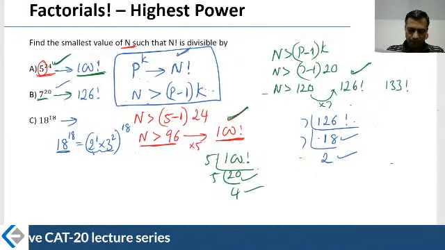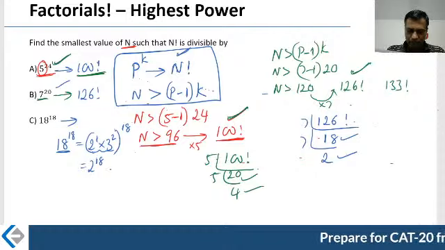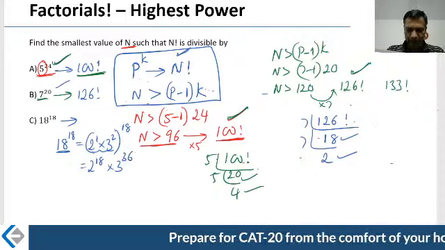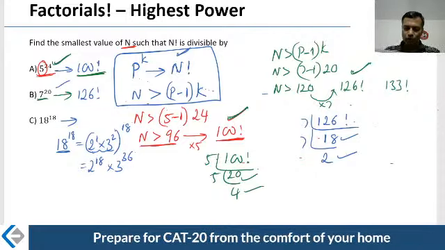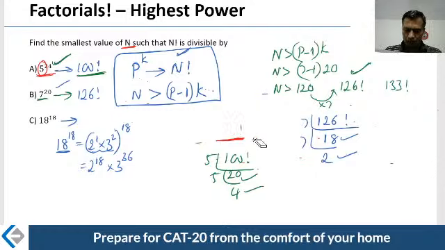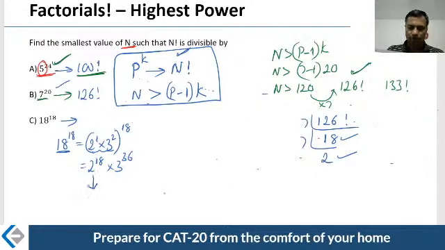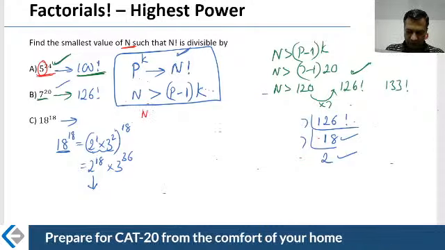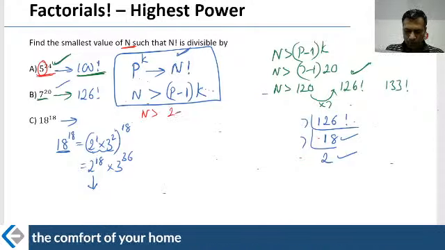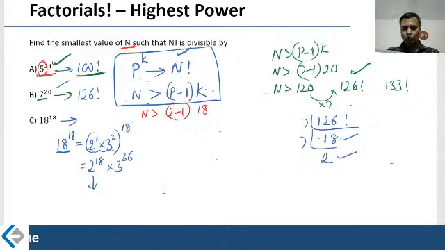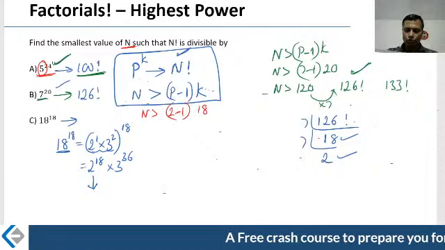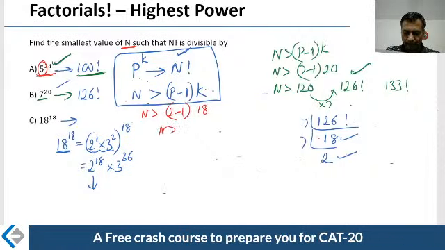Great. So from here, this is nothing but 2 raised to power 18 and 3 raised to power 36. We know the algorithm to find each one of them. What is the answer for 2 raised to power 18? N should be greater than (2 minus 1) times 18, which means N should be greater than 18.